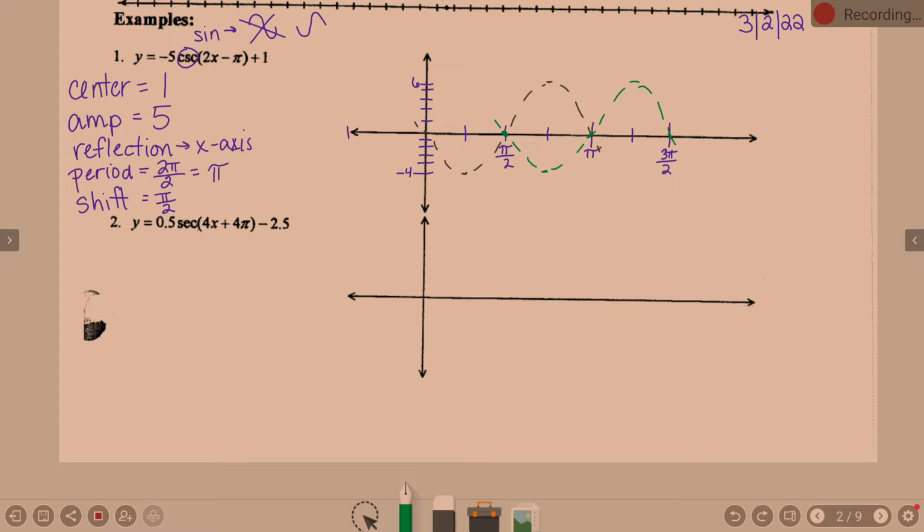So every place there's a 0 on sine, it becomes an asymptote. So I have an asymptote at pi over 2. I have an asymptote at pi. And I have an asymptote at 3 pi over 2.